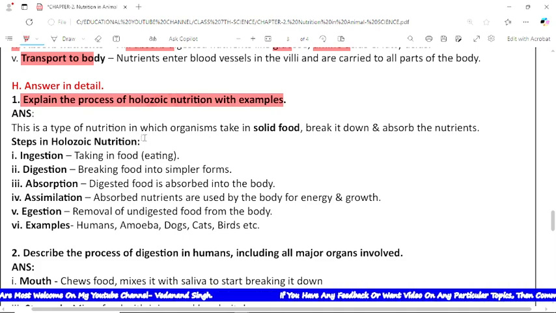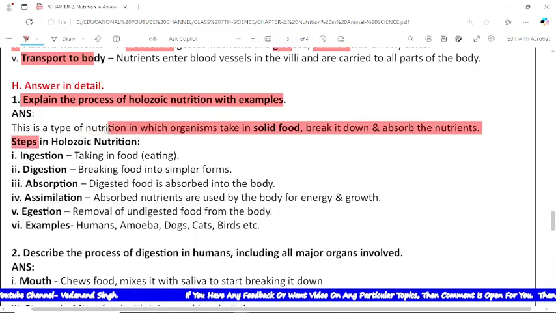So again we have to write the answer. It is a mode of nutrition in which an organism takes in solid food and breaks it down into absorbable nutrients. There are some steps in holozoic nutrition because the question is asking for the process. They are not asking for the definition. So we have to write the process.